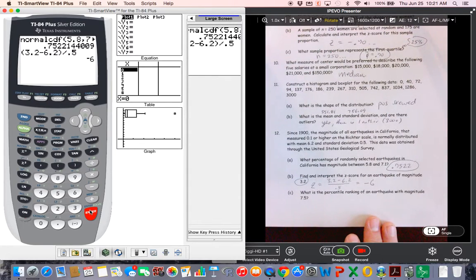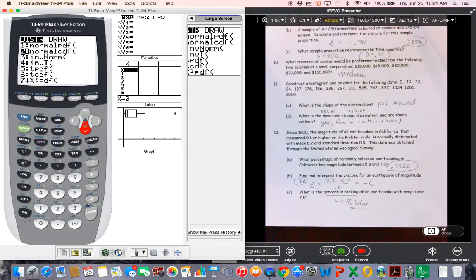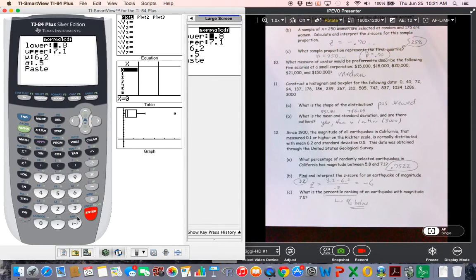Now the final question, what's the percentile ranking? Guys, remember percentile ranking is just percent below. Talked about that in previous videos. So ultimately, what is this saying? What is the percentile ranking of an earthquake with magnitude 7.5? This is equivalent to saying what percentage of earthquakes is below 7.5. Use the same key. So we went below, so we start with negative E99.